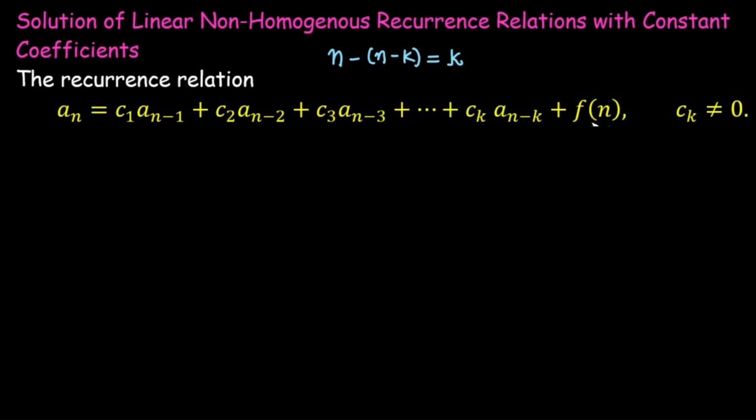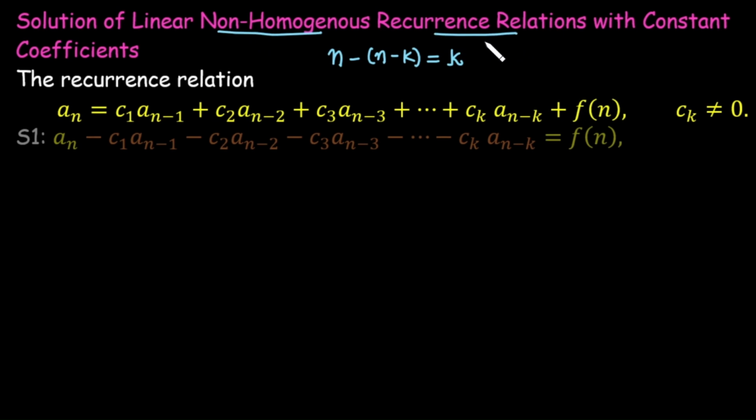Here we have taken the extra function. Due to this, we call it a non-homogeneous recurrence relation. First step in this case, take all the sequence terms on the left side, means take C1 a n minus 1, this term, this term, this term on its left side, and the sign is changed in this case.